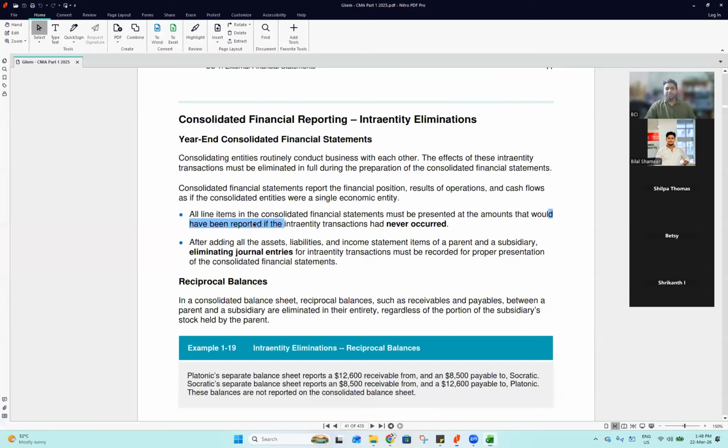Now, so what happens here? All line items in the consolidated statements must be presented at the amounts that would have been reported if the intra-entity transactions had never occurred. After adding all the assets, liabilities, and income statement items of a parent and subsidiary, eliminating journal entries for intra-entity transactions must be recorded for proper presentation of the consolidated financial statements. Clear?